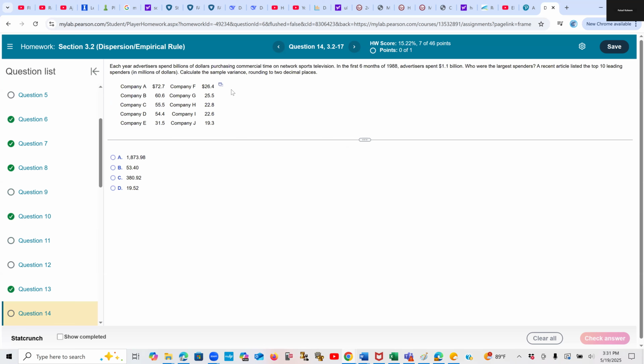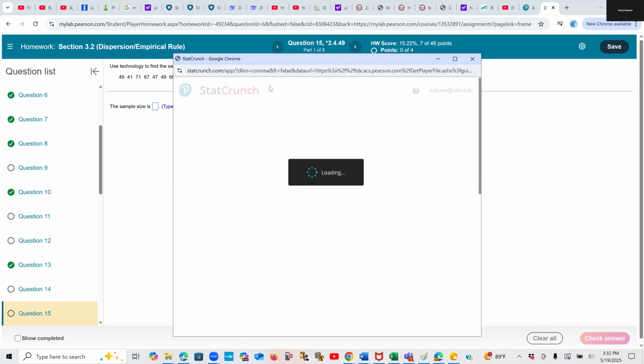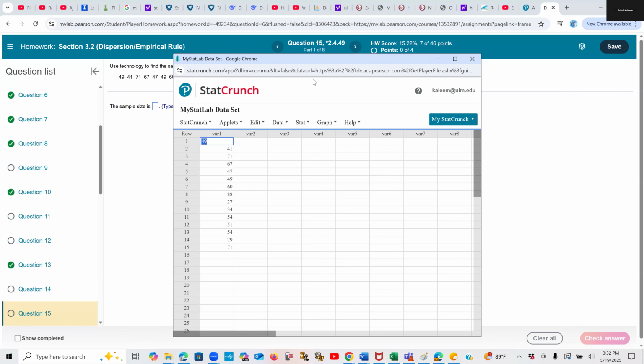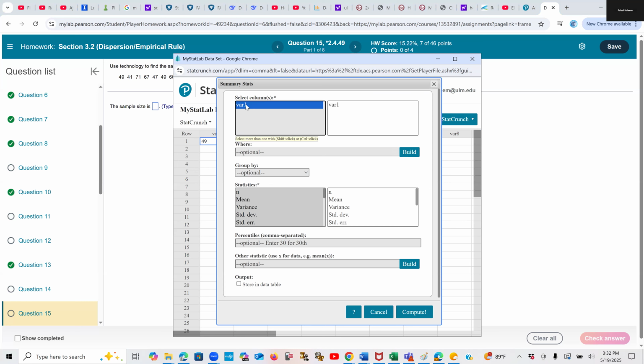Okay, so here we have to calculate the sample variance. We know how to do it in Statcrunch as learned in the previous problem. Similarly, we know everything here. The only addition is that now we also have minimum and maximum, which you can easily see. The lowest value is the minimum and the highest value is the maximum. And the sample size is how many values there are. So let's just do it. Open in Statcrunch. Stats, Summary Stats, Columns. Select the column and compute.